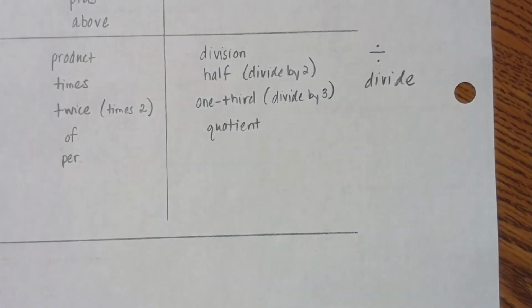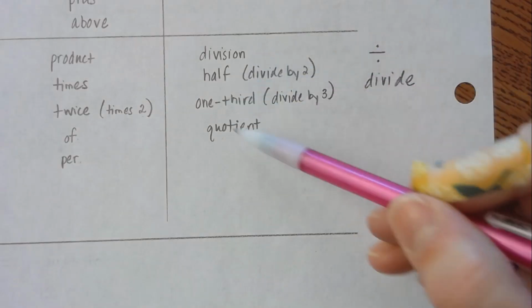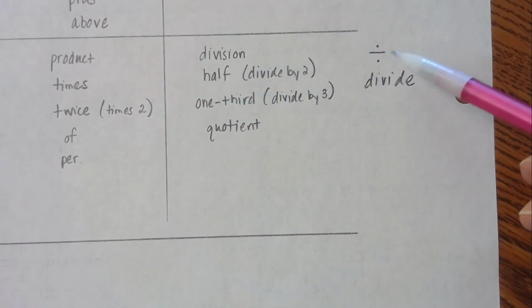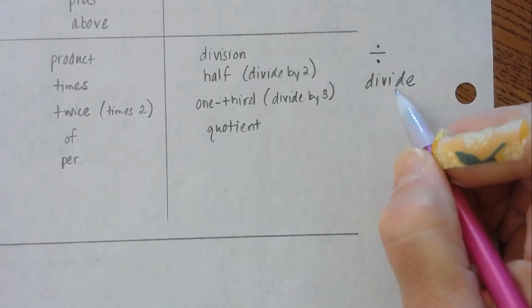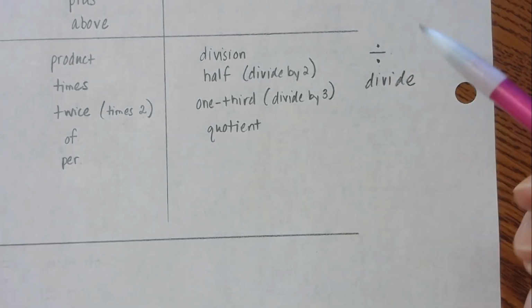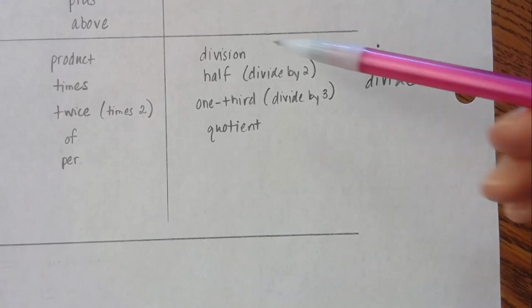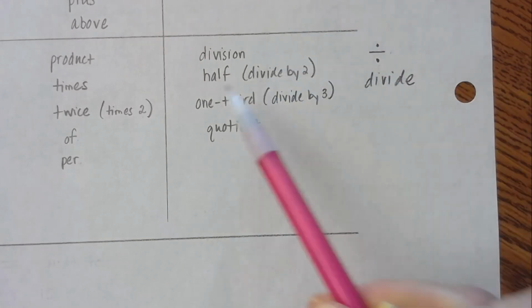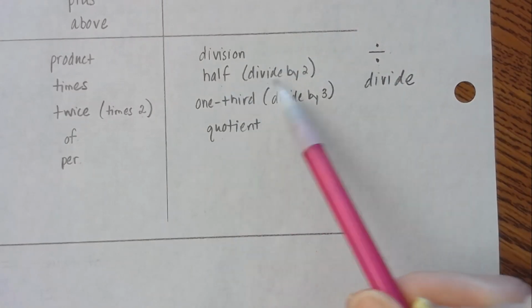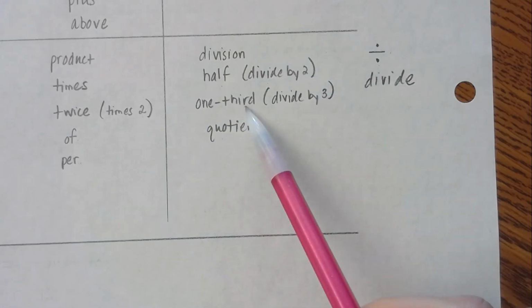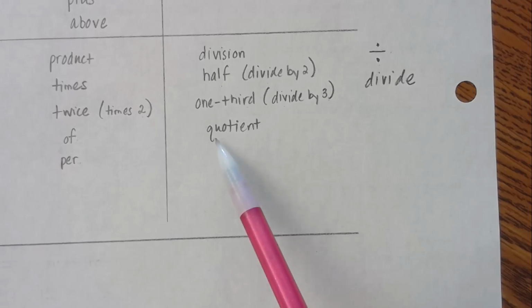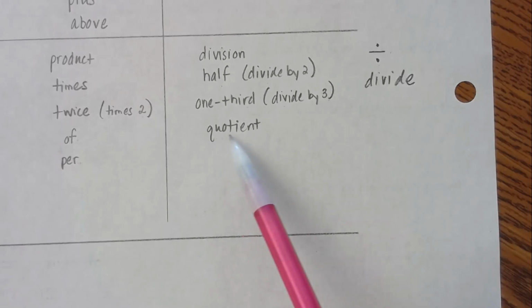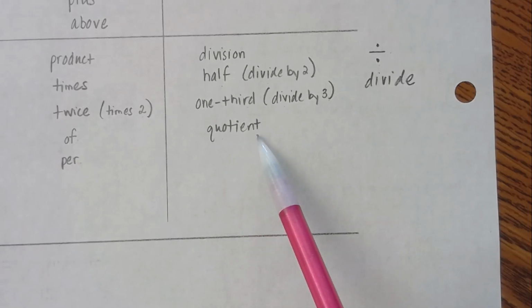In the last box, these are the words that go with this symbol. This symbol tells you to divide. The words for this symbol are division, half, that means divide by 2, 1/3 would mean divide by 3, and quotient. Quotient means divide. Turn your paper back over.